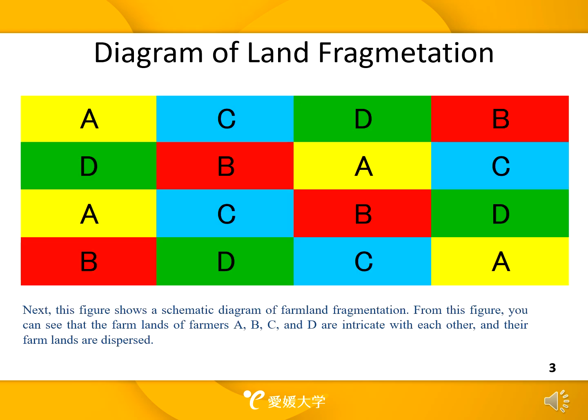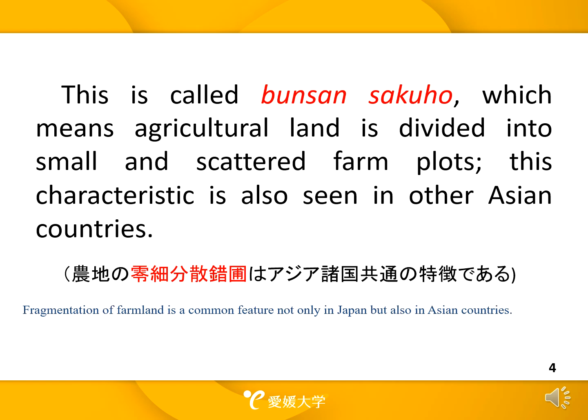Next, this figure shows a schematic diagram of farmland fragmentation. From this figure, you can see that the farmlands of farmers A, B, C, and D are intricate with each other, and their farmlands are dispersed. Fragmentation of farmland is a common feature not only in Japan but also in Asian countries.